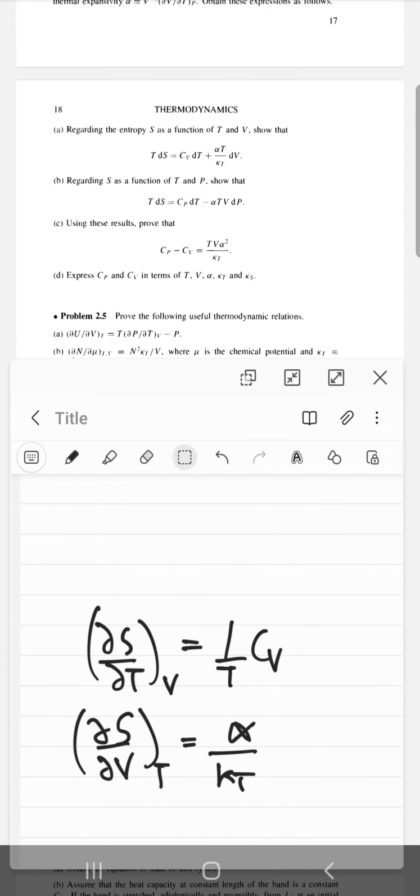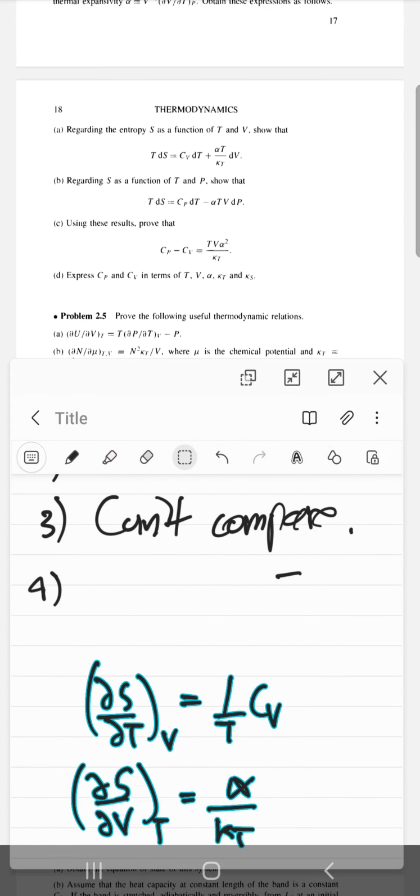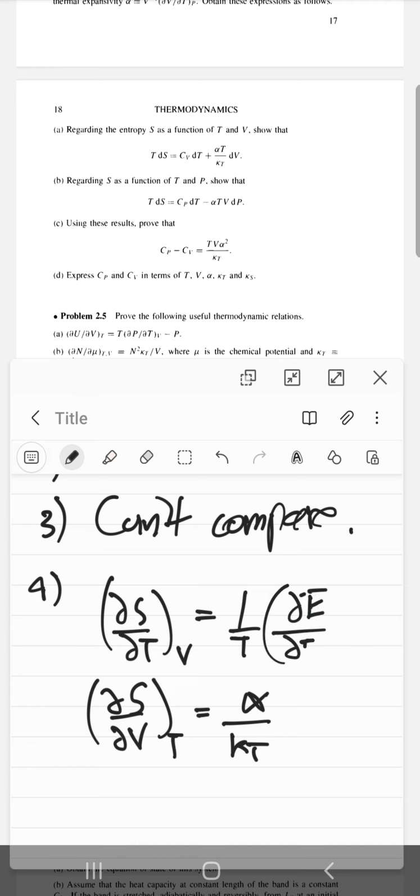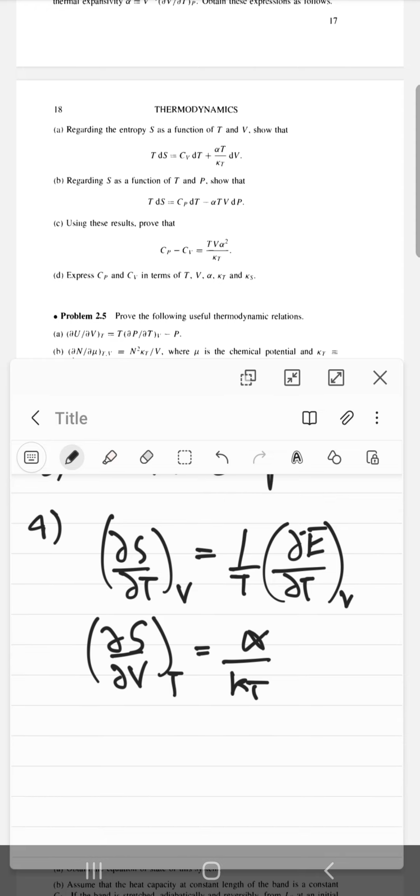Okay, so let's get to work now. So partial S upon partial T at constant volume, that's 1 upon T times CV. Now I'll just write what CV is. It's just partial E by partial T at constant volume. Oh wow, okay, actually makes perfect sense.